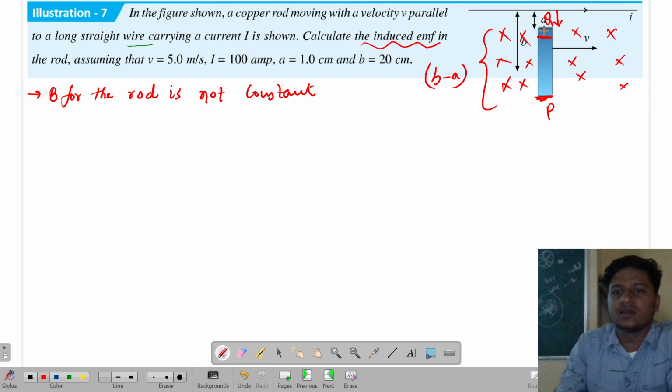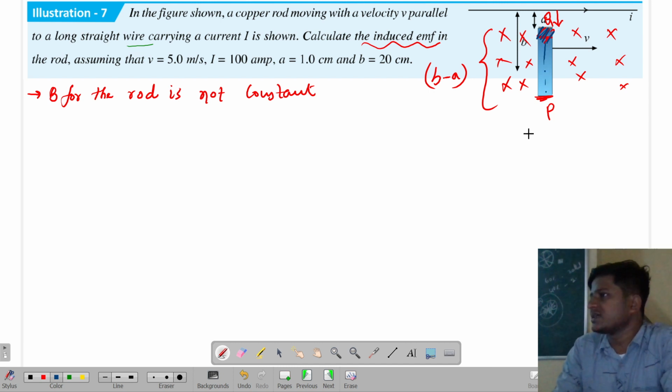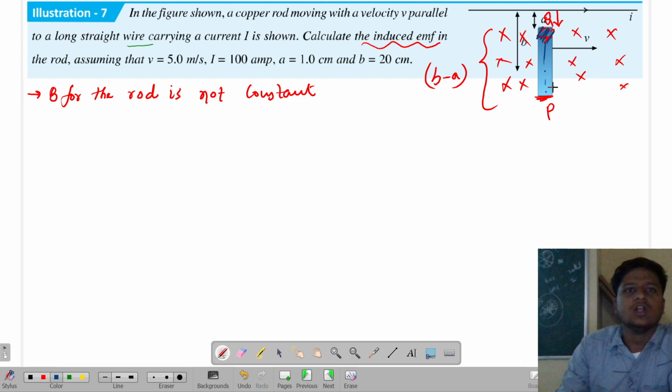At the top end of the rod, it is acting in a very high amount. As we move further from the wire, the magnetic field strength has decreased. So at the top end it will experience much more force, at the center a little bit less force, but the last end will feel much less force, yes or no? So force is also varying. So EMF will also be varying with respect to every distance, yes or no? So to calculate that, what will we do actually?